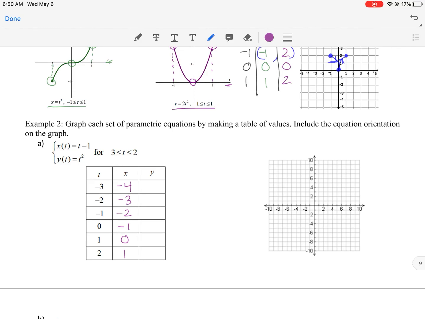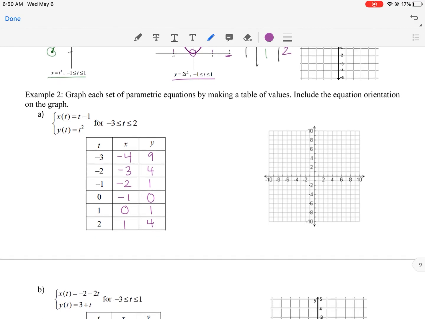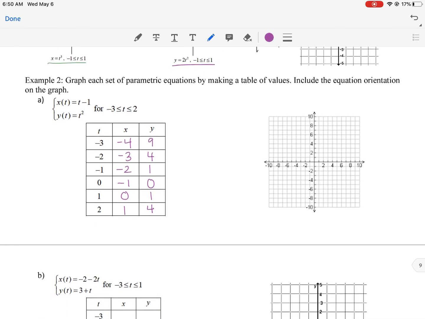We can do the same thing for our y values as well. We're squaring it. So -3 squared is 9. -2 squared is 4. -1 squared is 1. 0 squared is 0. 1 squared is 1. 2 squared is 4. So now you're thinking about just plotting those x's and y's. (-4, 9), (-3, 4). It's up to you here too. At this stage, if you want to connect them and draw that arrow in so you remember the orientation, you're welcome to, or you can wait till the end. (-2, 1), (-1, 0), (0, 1), and then (1, 4).